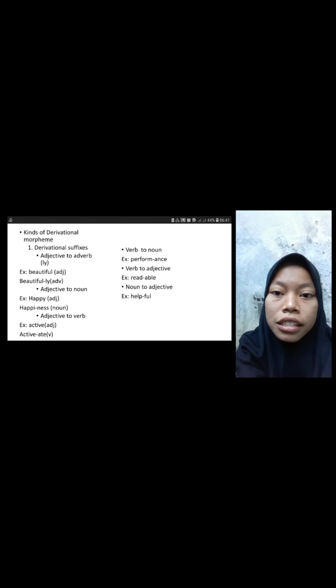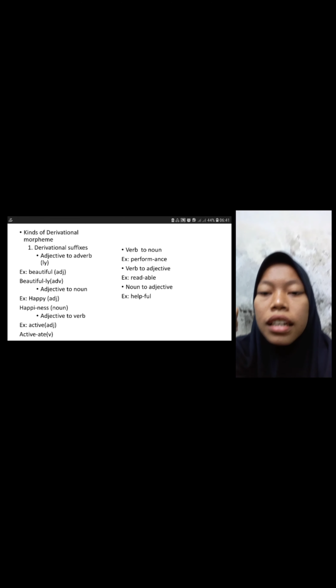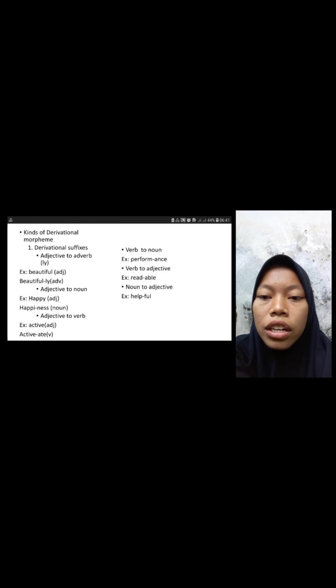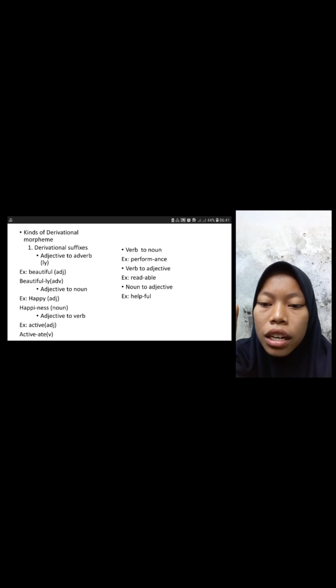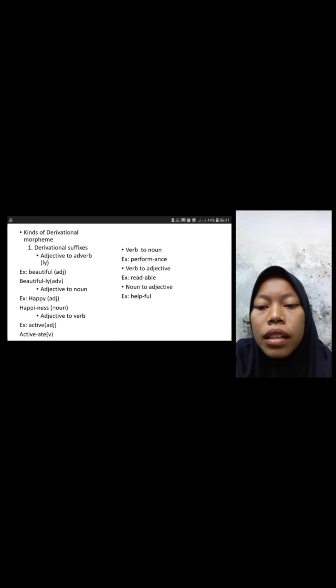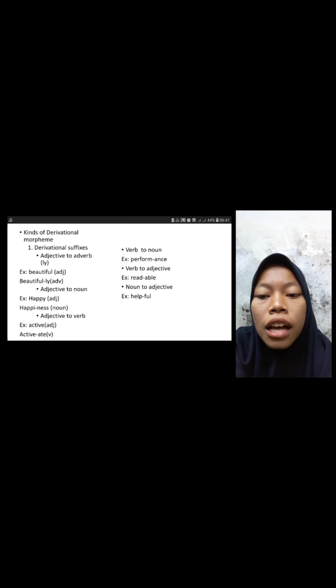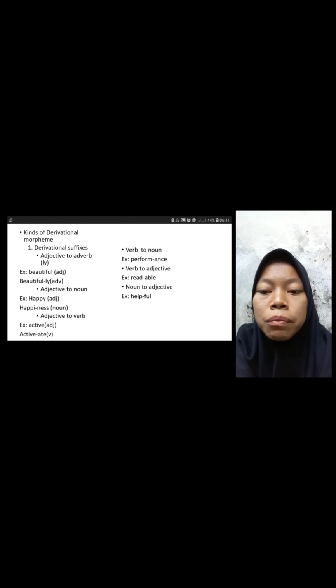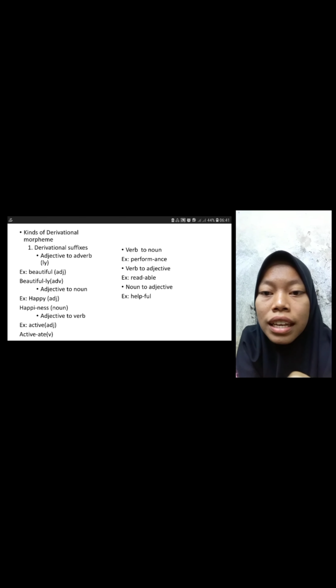Derivational morpheme changes the word class or the meaning. And there are kinds of derivational morpheme. The first is derivational suffix. Derivational suffix has six types. The first is adjective to adverb, that is, change from the suffix ly, changing from adjective to adverb. Example: beautiful is an adjective, and with the suffix ly it becomes beautifully, an adverb.